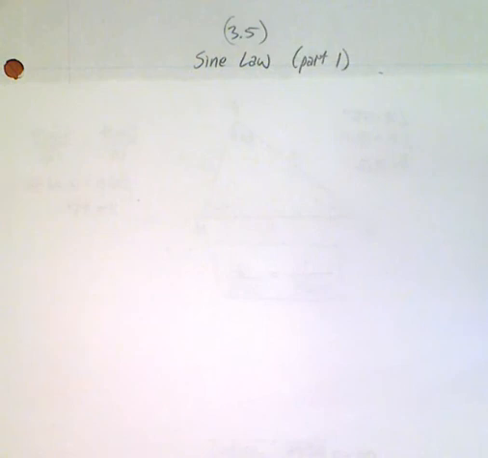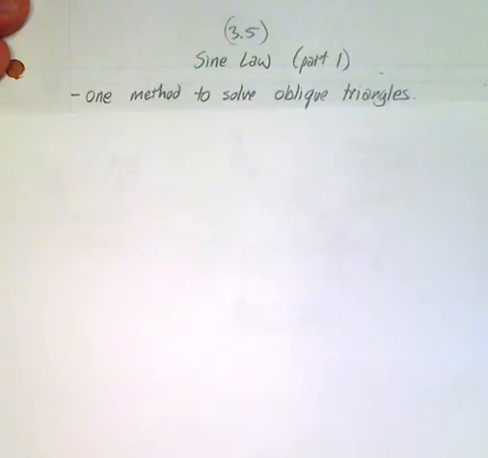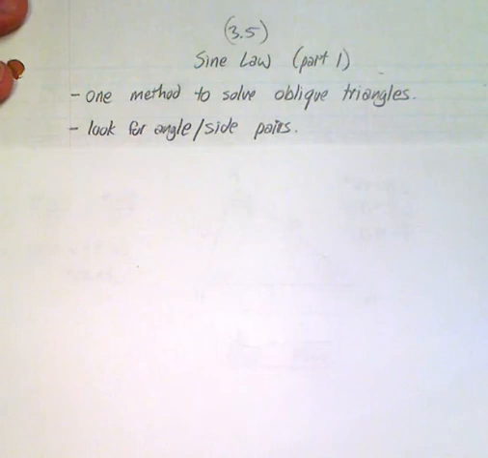Now, in the last section, we looked at solving oblique triangles by breaking them down into right angle triangles using SOHCAHTOA and Pythagoras. The sine law, or what they call the law of sines, is used to solve oblique triangles without breaking them down into right angle triangles. So this is one method to solve oblique triangles. And what we need to look for, in my opinion, is what I like to call angle side pairs.